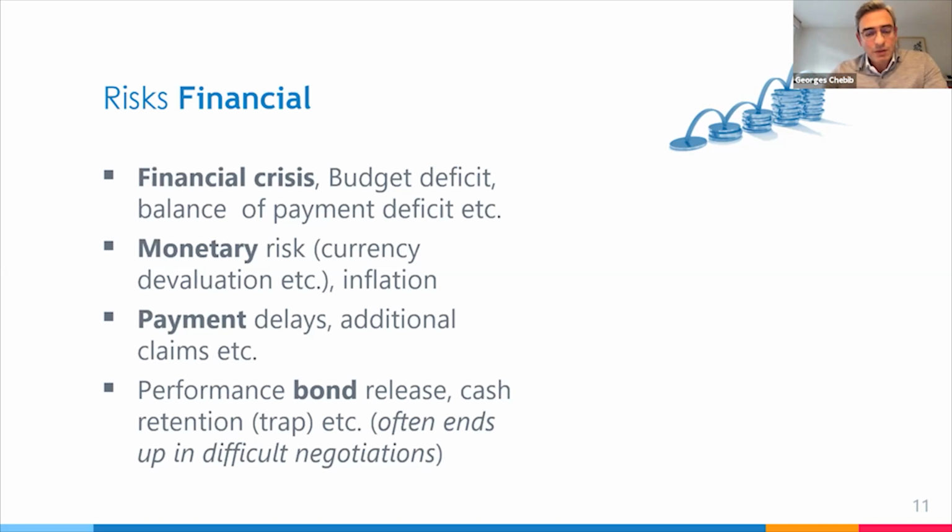Performance bonds, we've discussed that. Cash retention is one of the traps we've seen. You have cash retention in your procurement contract, and you find yourself at the end trying to negotiate with the client the bond release or the cash release. It often ends up in a negotiation because the client tries to squeeze you a little bit, and it can get frustrating. Before going to Credendo, you obviously will be negotiating because you want to remain in the market and you don't want to go into dispute with the client.